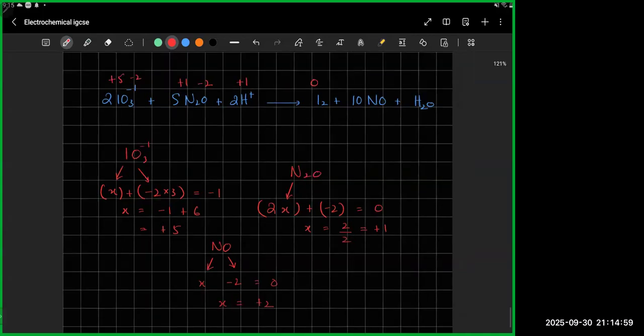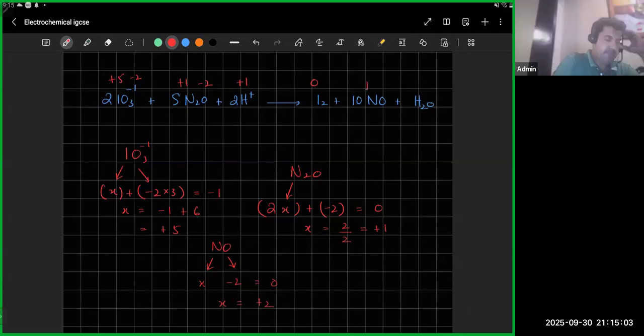Like 10 times N, no, it won't be 10x. Let me explain that. No, I don't care how many N's there are. I'm just going to pick one molecule. I don't care whether there are 10 molecules of NO or not. I'm just interested in what is the charge or the oxidation state of that N in that compound. Whether there are 10 of them, I don't care at the moment. Is this clear?